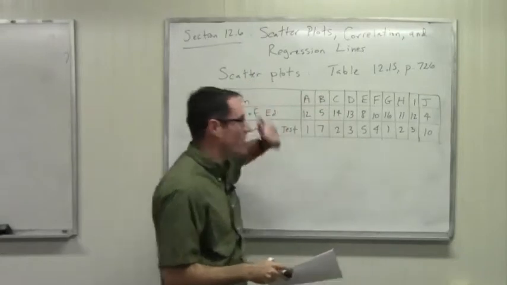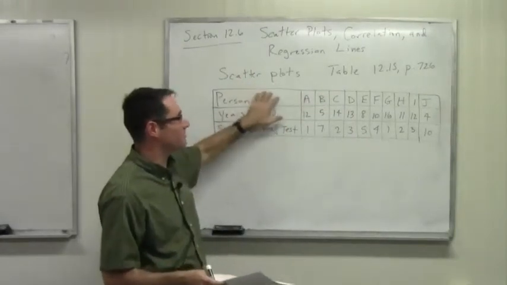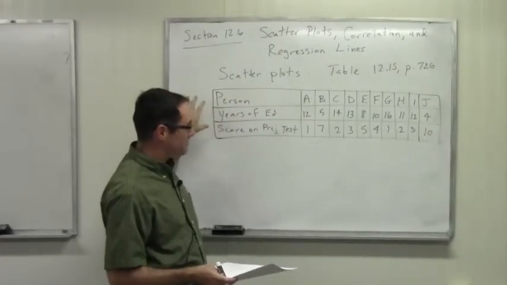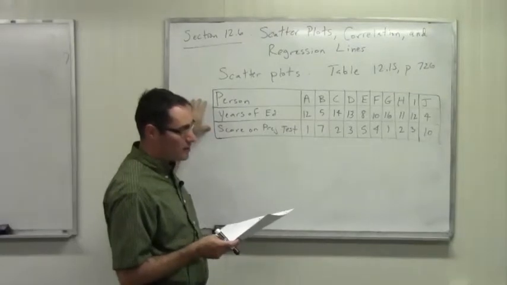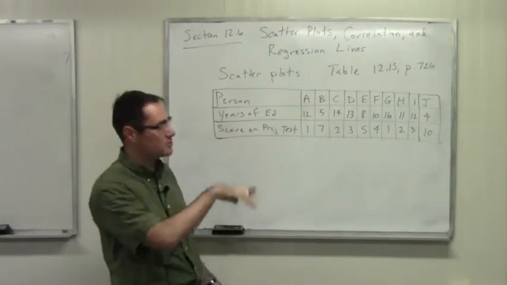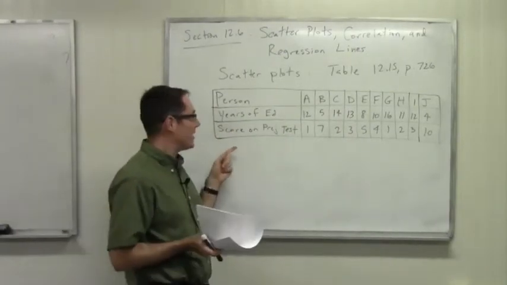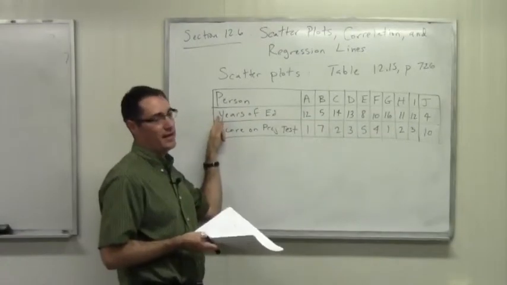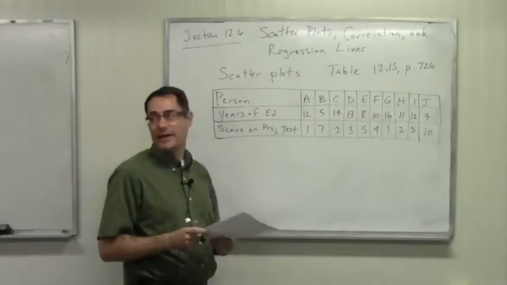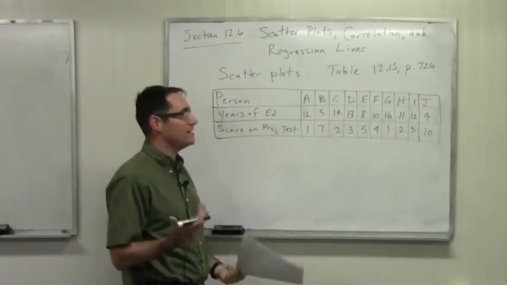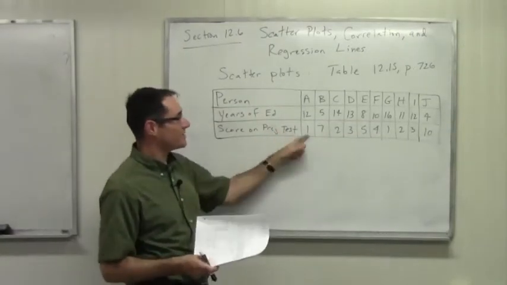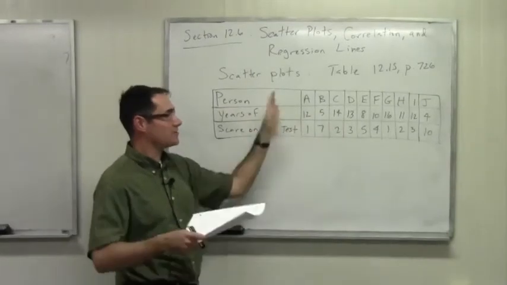But let's just start out throwing some data up on the board. This is from your textbook. You don't have to write all these down if you don't want to. This is a table of some data. There are 10 pieces of data: 10 people took a survey, and on it they were asked the years of education they had, from kindergarten on. Then they took another test that determined how prejudiced they were, and they got a score on that prejudice test, which is also on the chart.